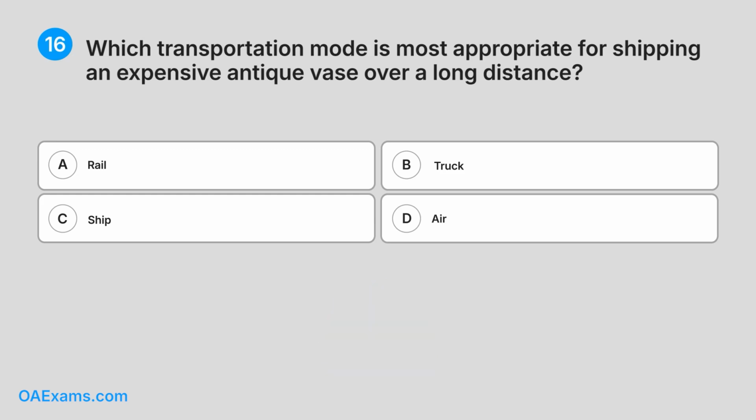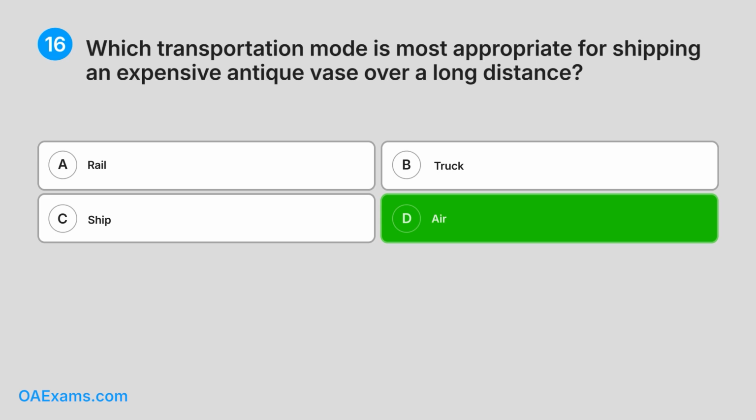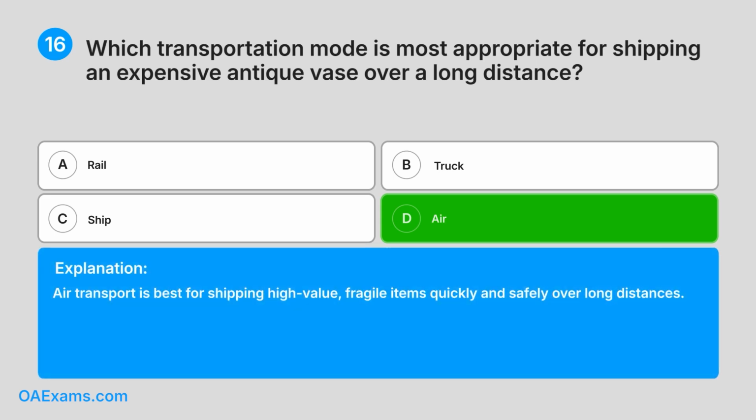Correct answer. D. Air. Explanation. Air transport is best for shipping high-value, fragile items quickly and safely over long distances.